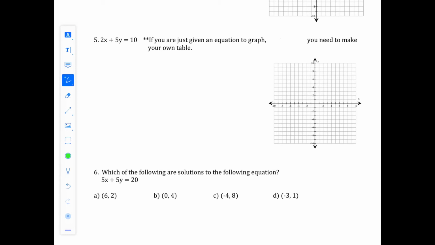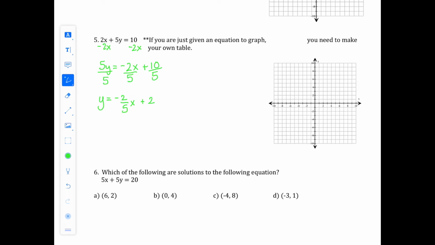So here, before we make our table of values, we want to get y by itself. So let's move that 2x over by subtracting, and you'll notice that I'm writing it as 5y equals negative 2x, and that 10 is positive, so plus 10. Next, we want to get y alone, so we divide every term by 5. And that cleans up to give us y equals negative 2/5 x plus 2.